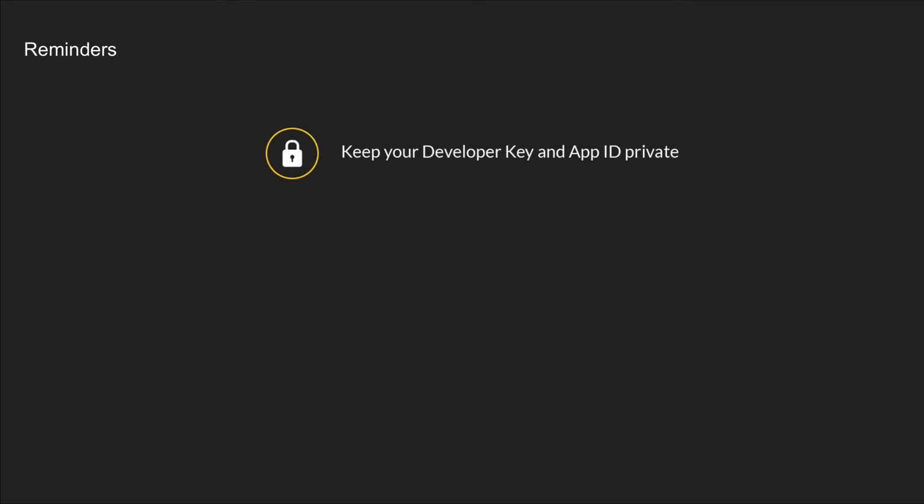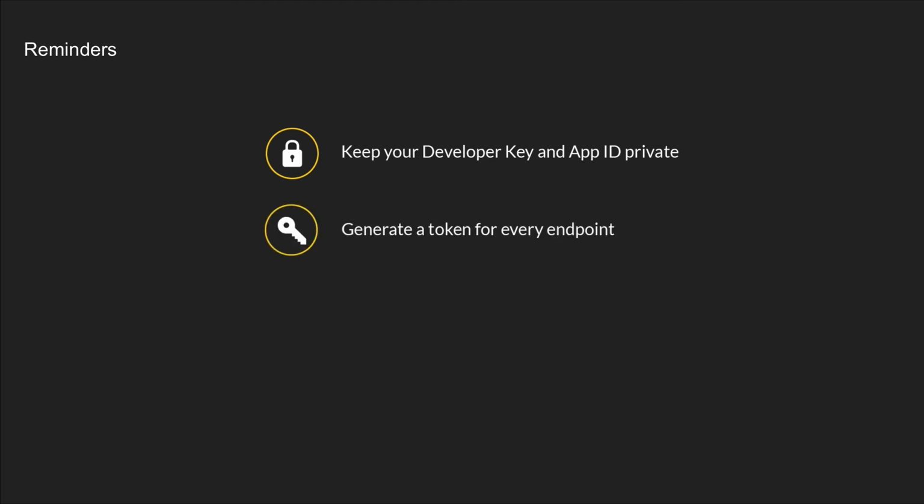So to summarize, remember to keep your developer key and app ID private. This key and ID will be used to generate tokens which will authenticate users on your behalf. So we recommend keeping both the key and app ID secure on your backend, generating tokens over there and only passing these tokens back to your client application.